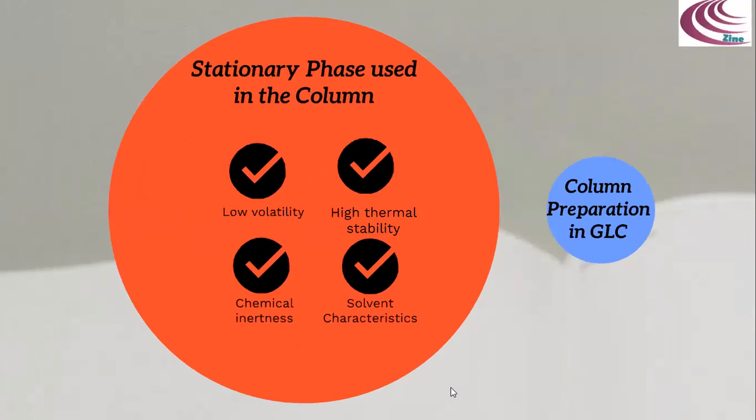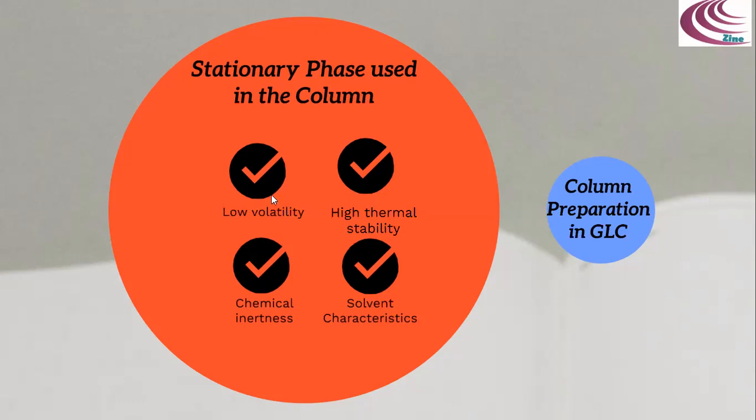The stationary phase used in the column is a liquid in gas liquid chromatography, which is immobilized on a solid support. Desirable properties of the immobilized liquid phase in gas liquid chromatography are low volatility, high thermal stability, chemical inertness, and specific solvent characteristics.